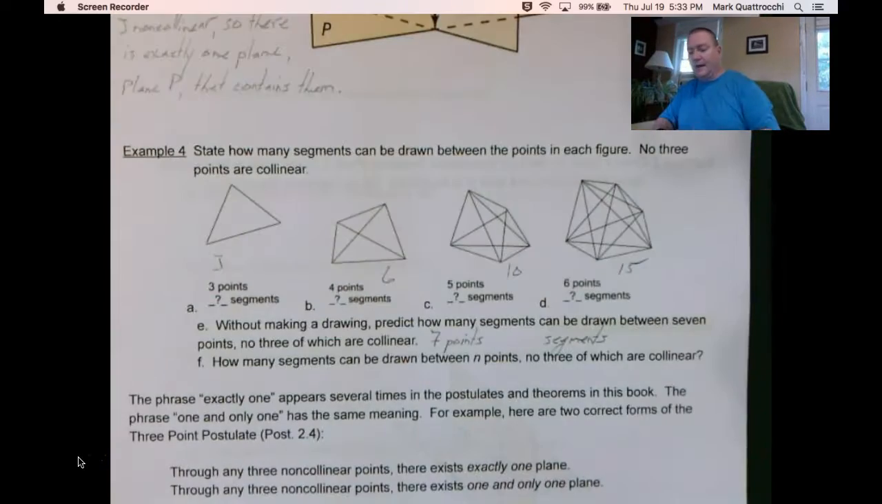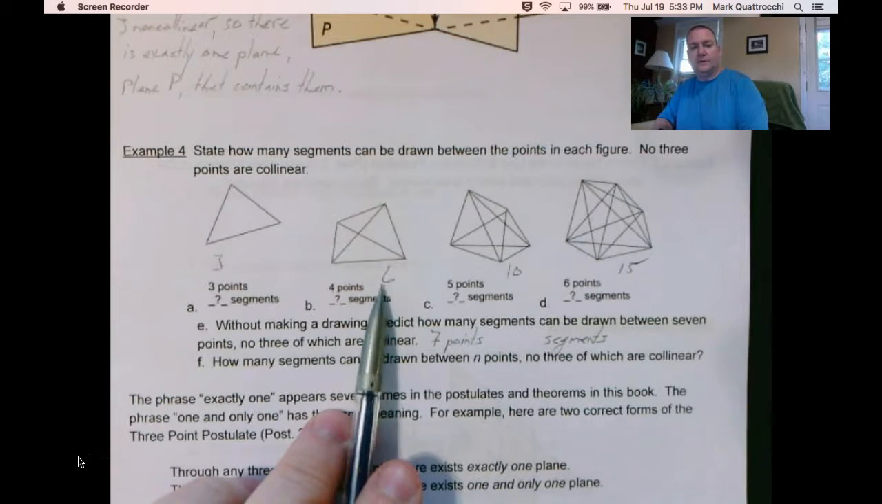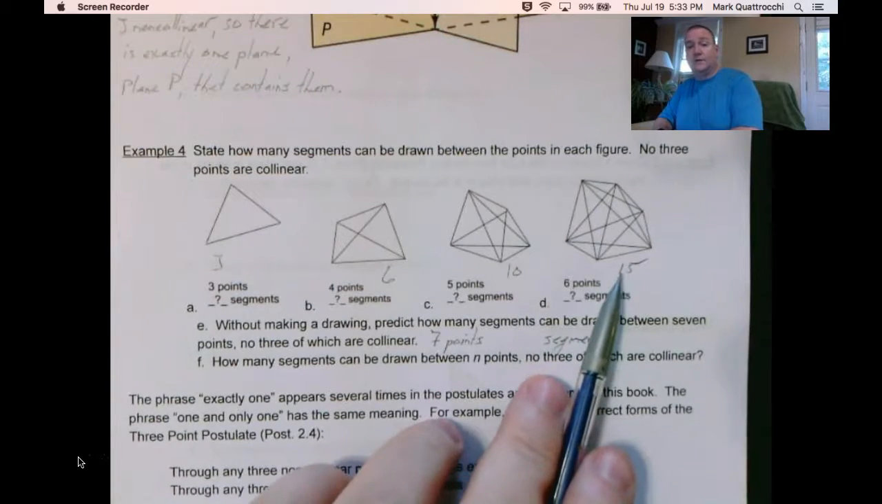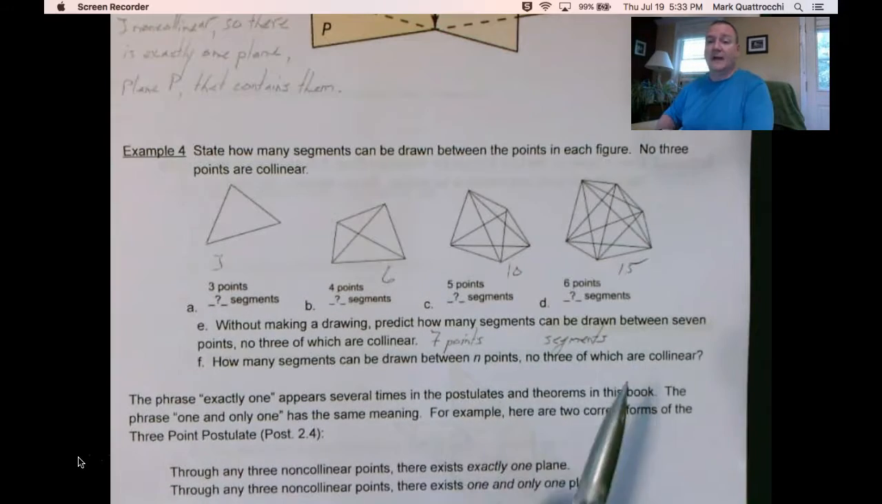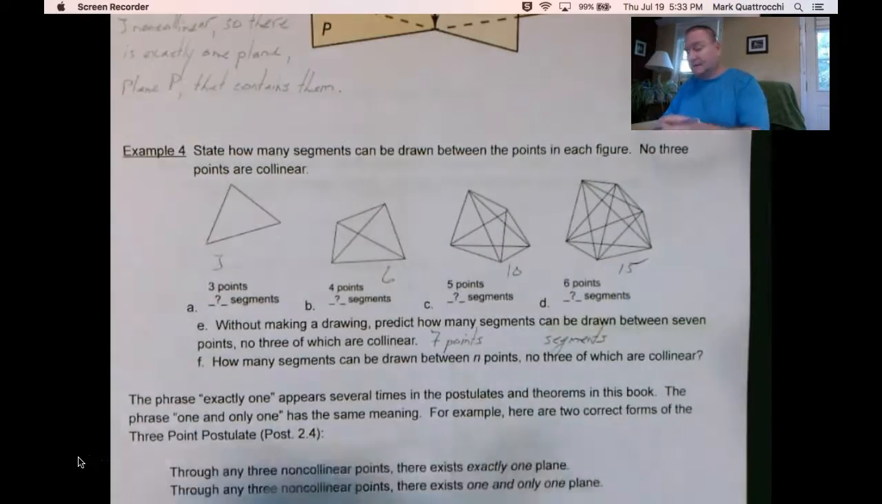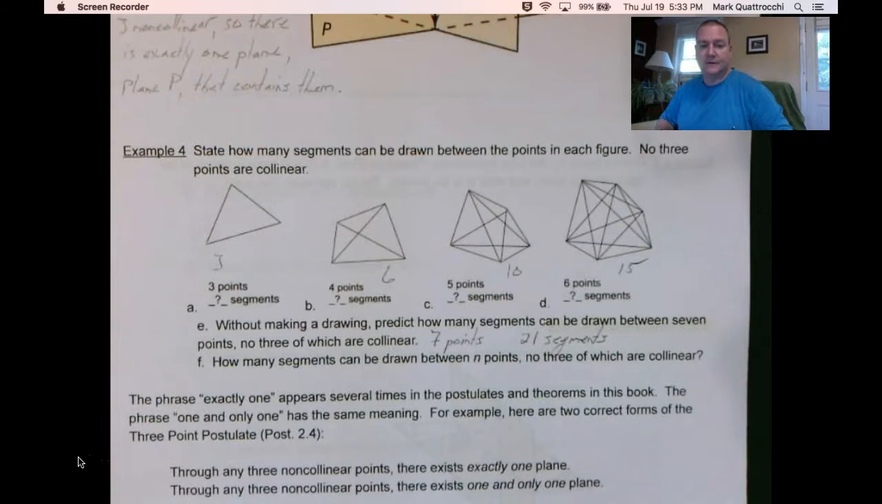So we go look for the pattern. Use our inductive reasoning from the last section and see if we can figure this out. Going from 3 to 6, we've increased by 3. Going from 6 to 10, we've increased by 4. Going from 10 to 15, we've increased by 5. I'm seeing a pattern. I'm now going to increase by 6. So 15 plus 6 is 21 segments. That's our answer to part E.